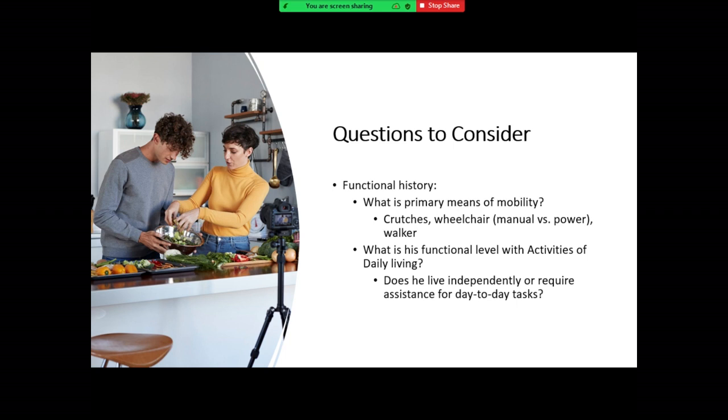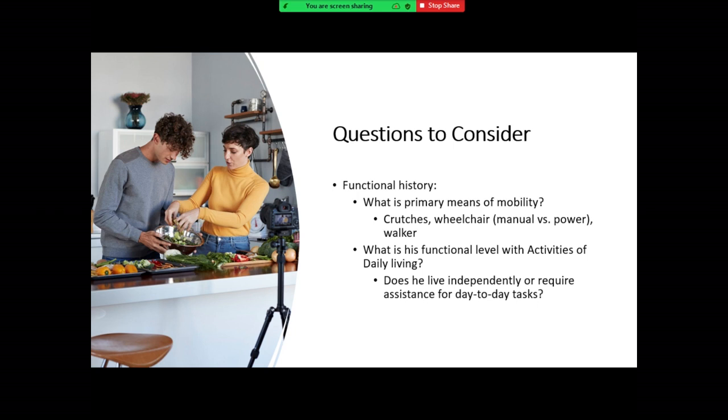Do they have a manual wheelchair where they have to propel it with both arms or one arm, or is it a power wheelchair? Do they use a walker to help with mobility? So all those things to think about, because if they had surgery, they might not be able to use the walker and push down appropriately as they used to.